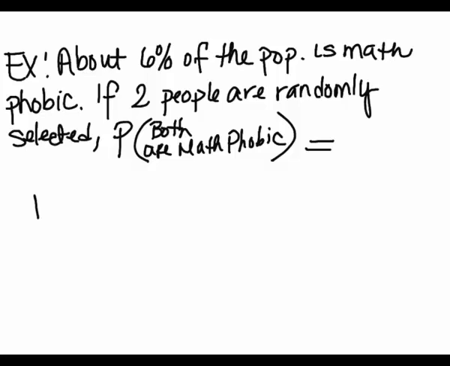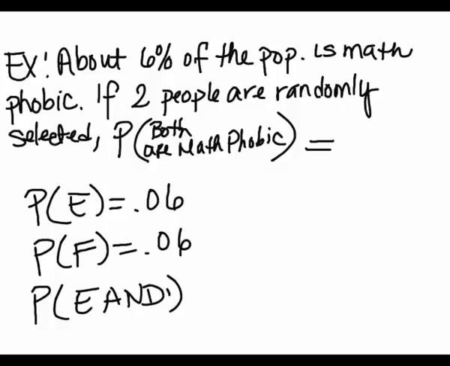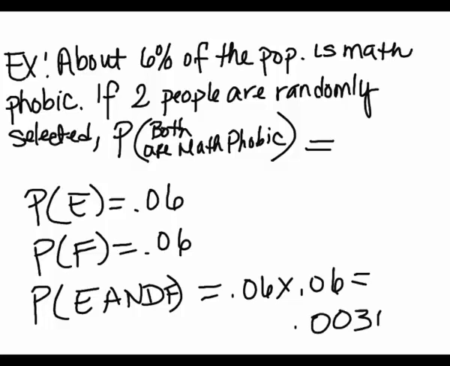So if the probability of one person is 0.06 and the probability of another person is 0.06, then the probability of one person and the other person equals 0.06 times 0.06, which would equal 0.0036. And that's your answer. Okay, so it'd be 0.0036.